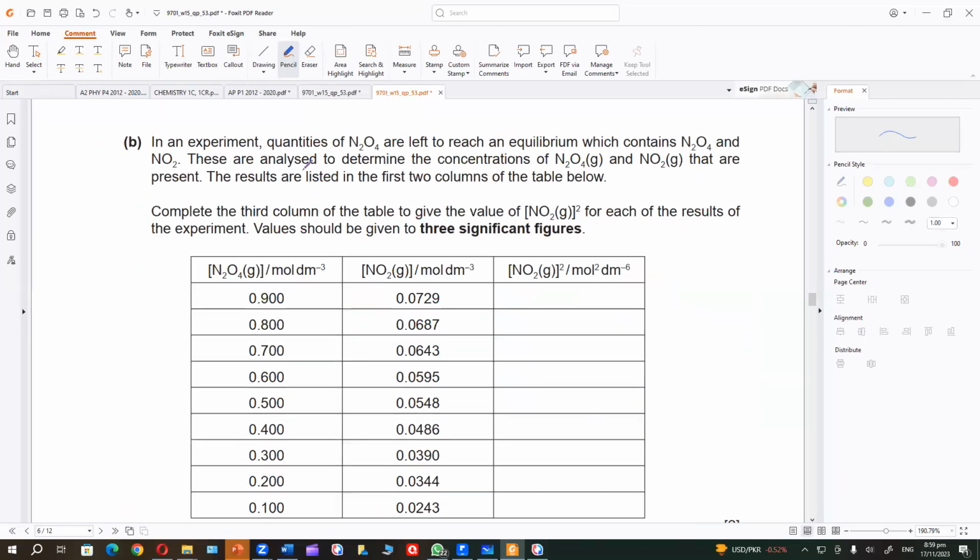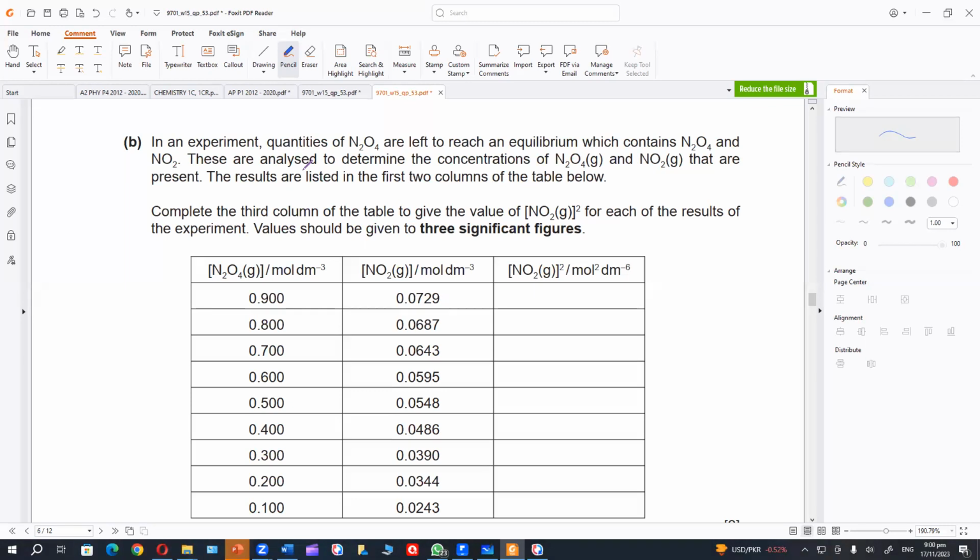Then the examiner says, in an experiment quantities of N2O4 are left to reach an equilibrium which contains N2O4 and NO2. These are analyzed to determine the concentration of N2O4 and NO2 that are present. The results are listed in the first two columns of the table below. Complete the third column of the table to give the value of this for each of the results of the experiment, values should be given to 3 significant figures.